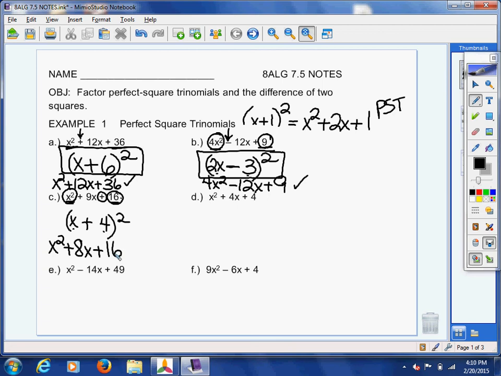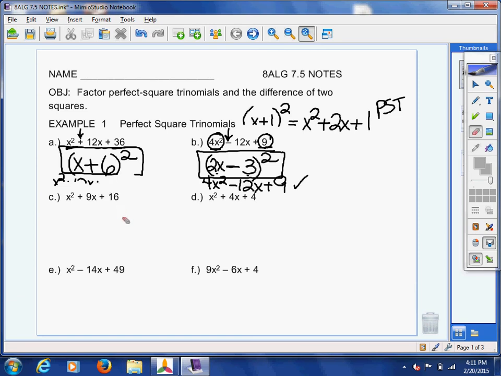Uh-oh, Houston, I see a problem. Do you see what I see? I got a middle term of 8x, but my original problem has a middle term of 9x. Guess what, guys? This is not a perfect square trinomial. One way you can tell is when you multiply the first term times the second term and then double it, if it's not the number in the middle of your trinomial, then that's not how you factor it. So this is not a perfect square trinomial, okay?